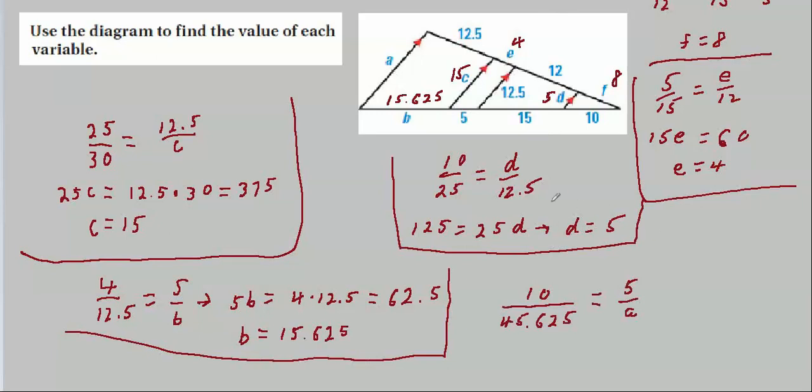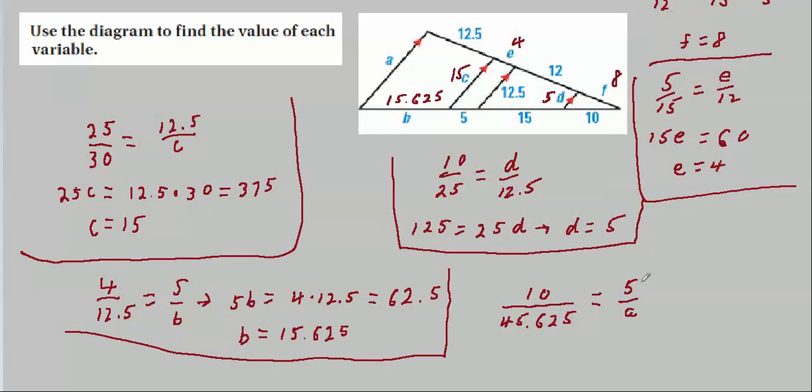Okay, I blocked this off so we don't get confused. This is where we found D. And now we're working on our very last variable, A. And we can say that 10 over this entire length is the same as 5 over A. Well, what is this entire length? Well, we already figured this part out. This was 30. Plus 15.625 would be 45.625. 10 over that is the same as 5 over A.